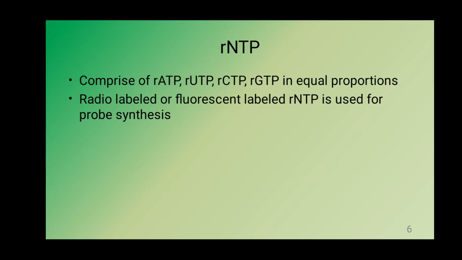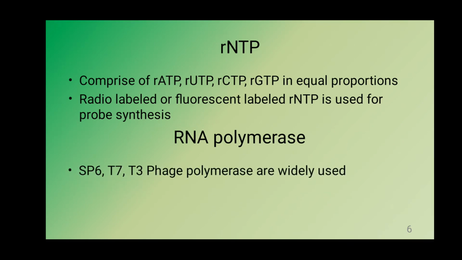Now we will see the ribonucleotide triphosphates. In the in vitro transcription reaction mix, we have to supply rNTPs that comprise 4 nucleotides: ATP, UTP, CTP and GTP. These 4 components are mixed in equal proportion. From there we take the required volume. Generally, up to 1 microliter is added in the reaction tube. To prepare probes, a radiolabeled or fluorescent-labeled rNTP such as rUTP is used for probe synthesis, and RNA polymerase is selected based on the promoter. If an SP6 promoter is present in the template, we have to choose SP6 RNA polymerase. Similarly, based on the promoter, T7 or T3 is selected.